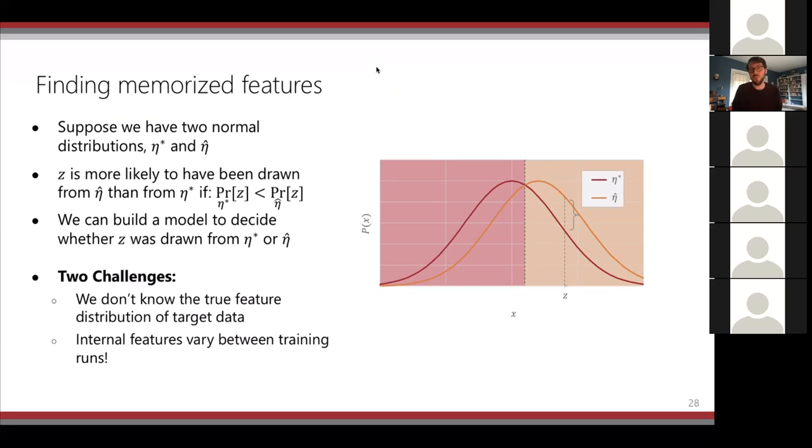To make matters worse, the set of internal features that a model learns is going to vary between training runs. Even if we train the same model twice, but with just a different initial state, chances are that the model is going to learn slightly different features, in a slightly different order. So it makes it difficult to actually measure this true distribution to build such a predictive attack model.